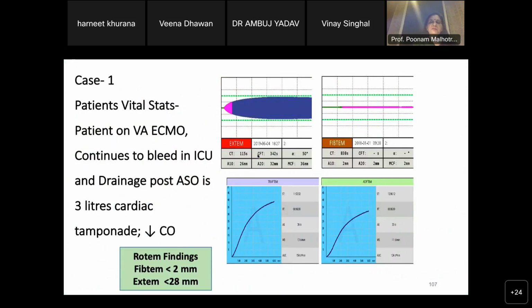So here you have a VA ECMO patient who was bleeding in the ICU post arterial switch operation. We were using integrated ECMO. And over a period of 24 hours, the small child oozed something like 3 liters of blood and was tamponading, with decreased cardiac output. Now here the ROTEM shows a FIBTEM, which is again an MCF of less than 2 millimeters, and an EXTEM again is very less than 28, and these parameters come on these boxes.